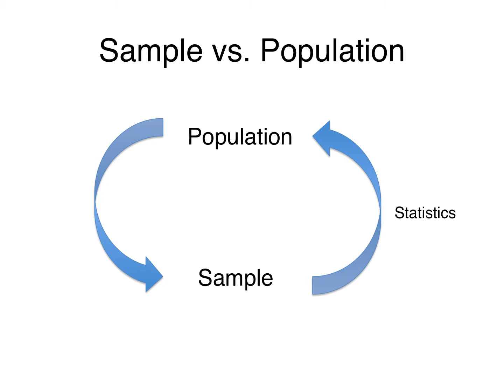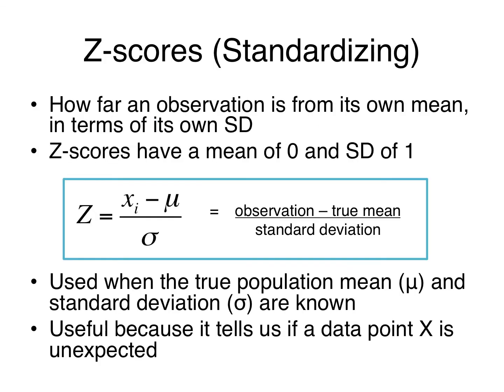So first we're going to start with populations in a situation where we assume that we know the entire truth for a population. And this is rarely ever the case, but it's useful to learn about how sample statistics behave when we know the entire truth before learning about the situation in which we do not know this. So this brings us to Z-scores.